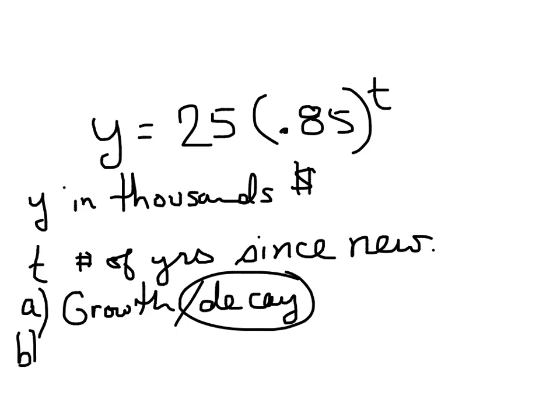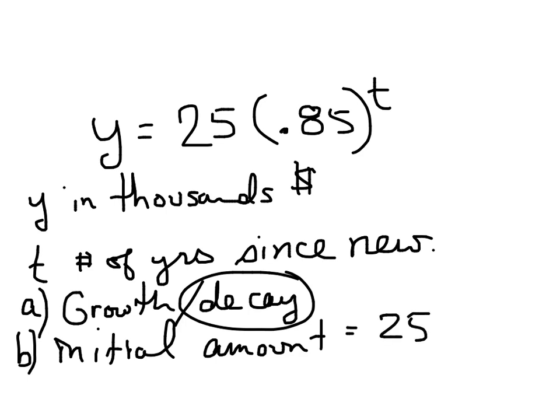Part B. What is the initial amount of the vehicle? 25 what? 1,000. Because it does say that it's 25, it's in thousands. So the initial amount is $25,000. Where did you get that from, Tyler? Y is in thousands, but where did you get the 25 from? Oh, outside the parentheses. Yeah, outside in the A spot, right?